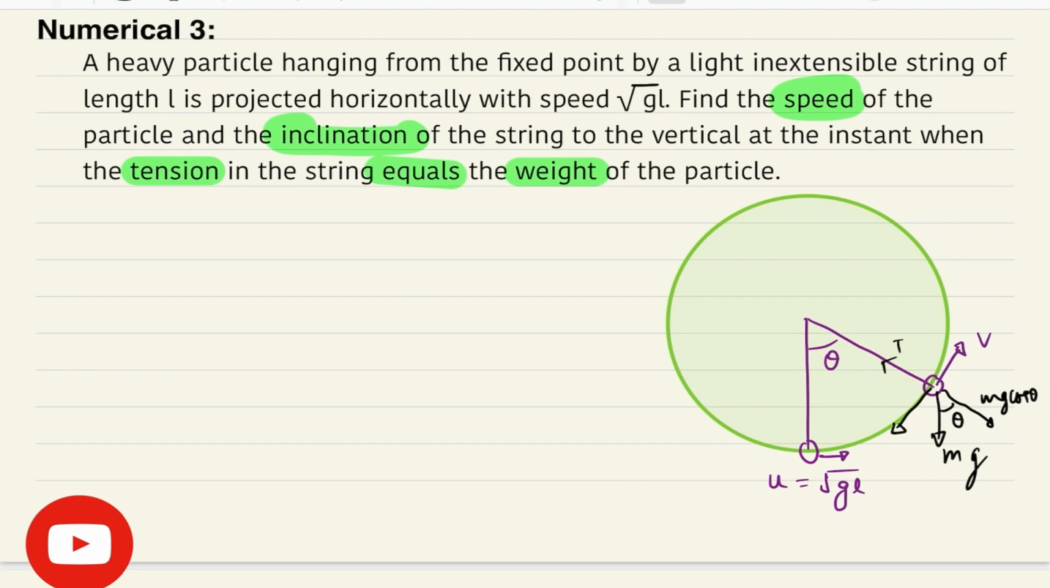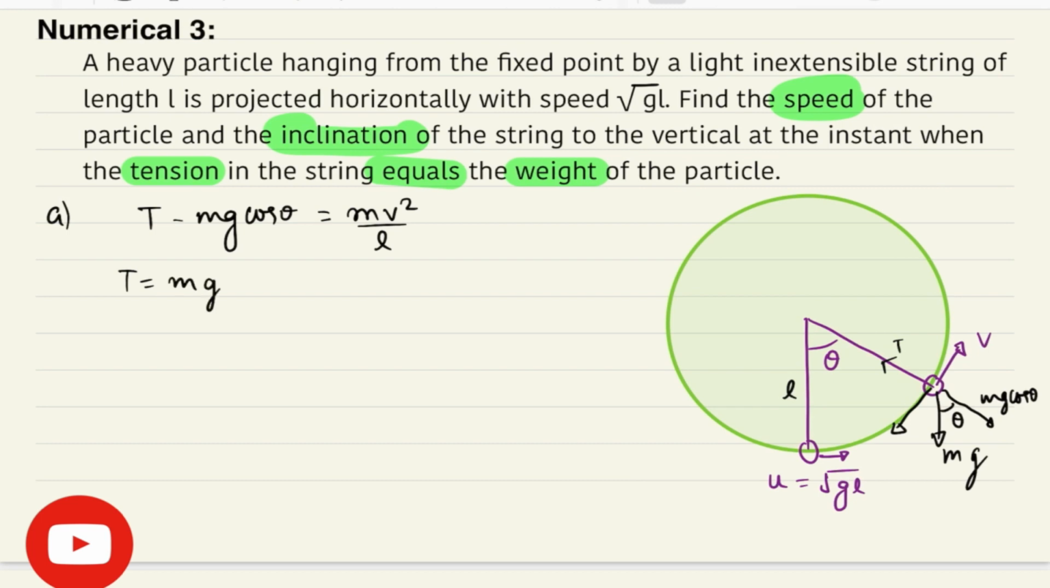Now we can write the two equations. First is Newton's second law, which corresponds to centripetal force, and the other one is conservation of energy. So from Newton's second law for centripetal force, we can write T minus mg cos theta, because the tension is acting towards the center so tension must be greater than mg cos theta, equals mv square upon L. L is the length of the string. Okay, now according to the condition, tension must equal the weight.